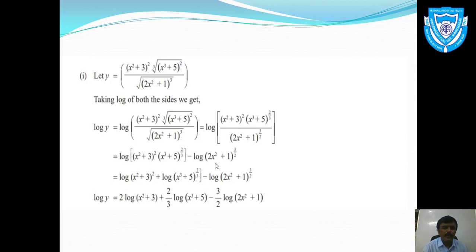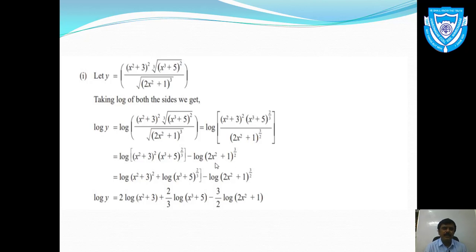Now you can see that let y is equal to (x square plus 3) whole square into (cube root of x cube plus 5) whole square, whole divided by (root 2x square plus 1) cube. Okay, you can see one algebraic function is there which looks very complicated, but let us not worry about it because we have log properties with us.